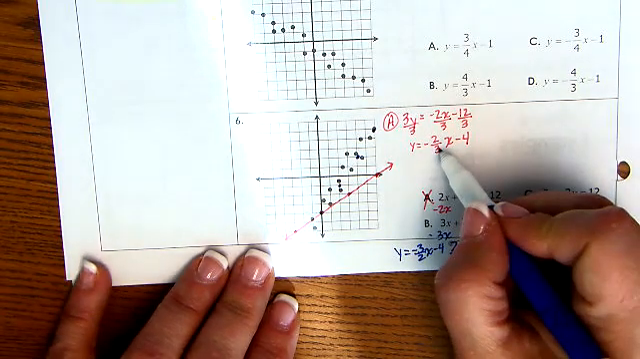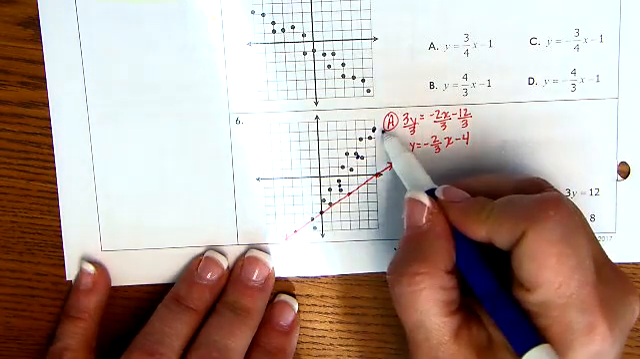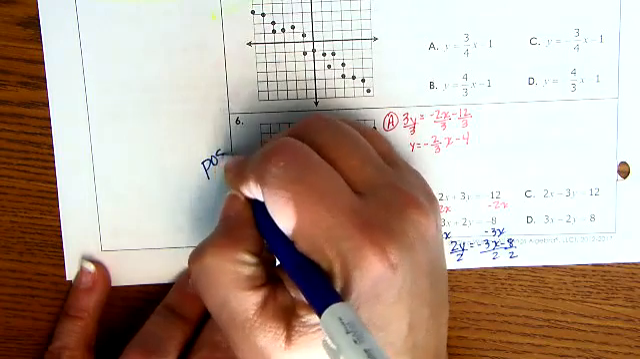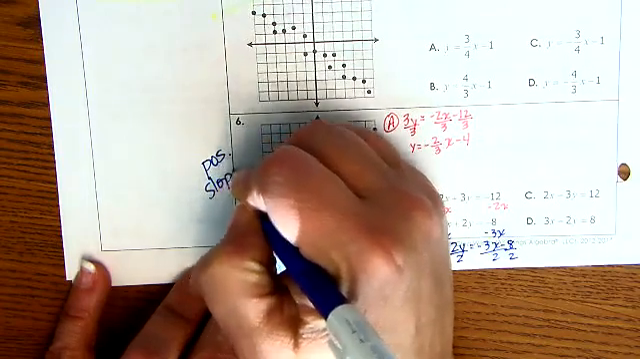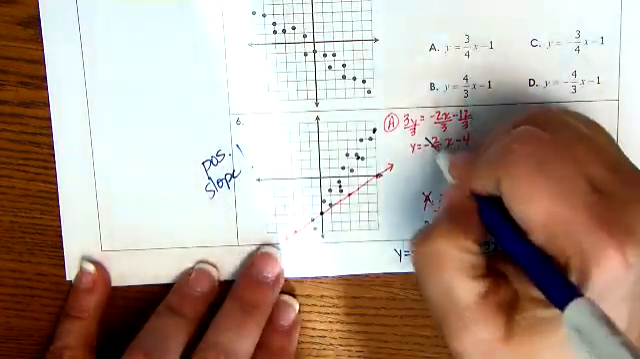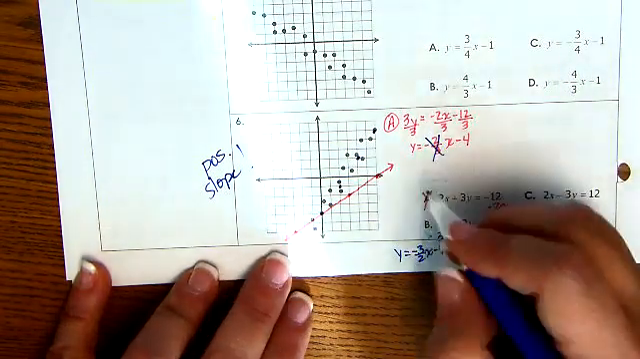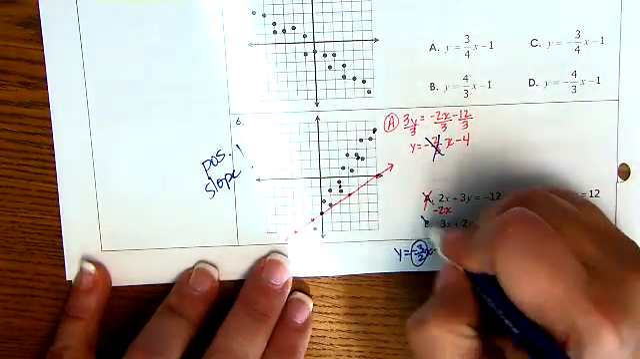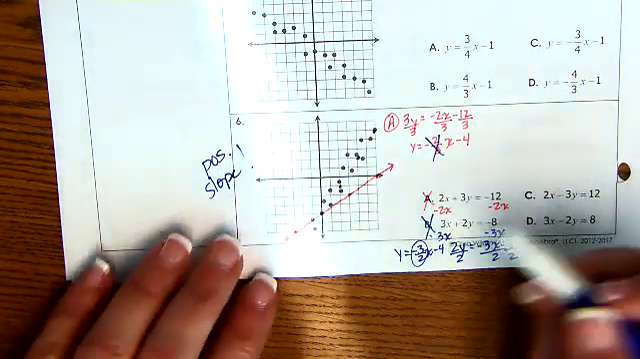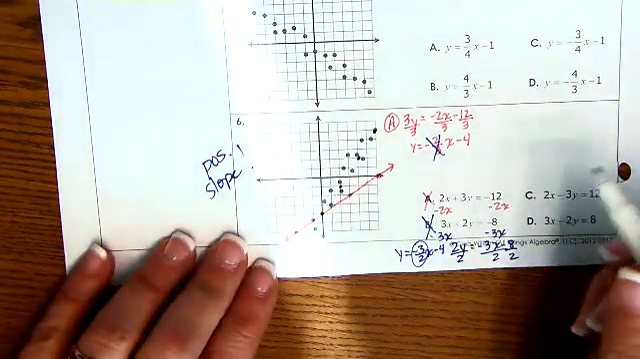That's a negative slope. This is a positive slope line. This has a positive slope. So therefore, this is out. This has a negative slope. So therefore, this is out because I just graphed this all wrong.